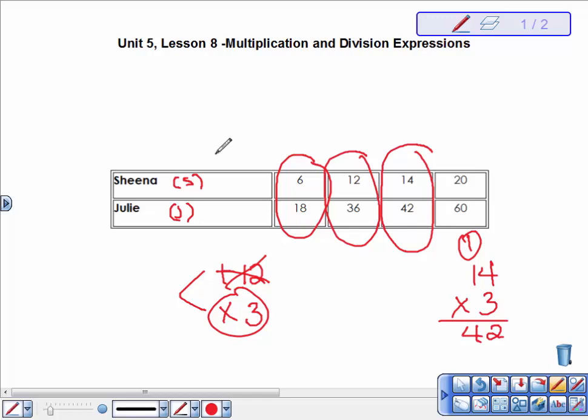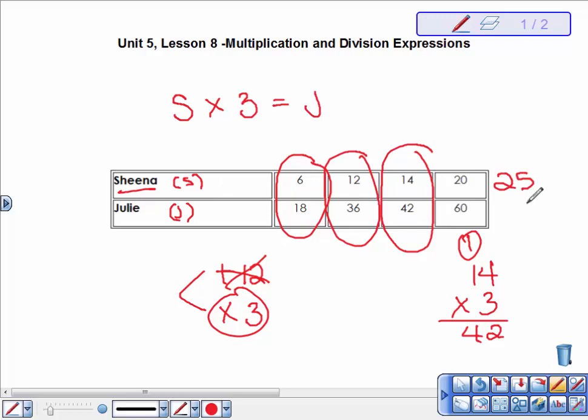Let's put it in an expression. So let's use a variable, an operation, and a number in order to give ourselves a rule. Our rule is we take whatever Sheena has, S, we multiply it by 3, and that gives us what Julie has. So whatever S is, whatever Sheena has, if you multiply it by 3, you end up with Julie's number. Let's try it with 25.